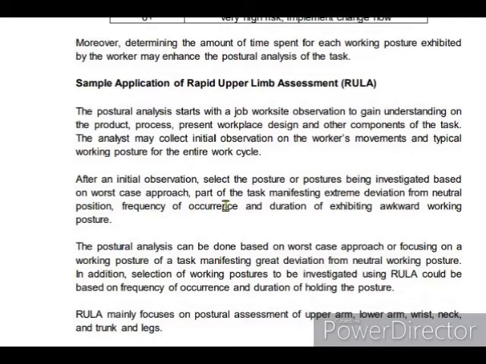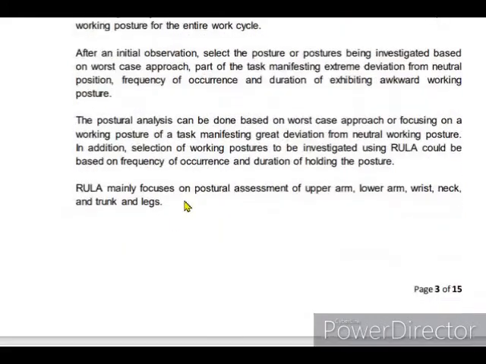So, a frequency of occurrence and duration of exhibiting awkward working posture. So, mahalaga yung time, okay? Time or yung frequency, okay? Frequency, sabihin kung nauulit pa siya, okay? Duration yung time, okay? So, the posture analysis can be done based on worst case approach or focusing on a working posture of a task manifesting great deviation, okay? So, in addition, selecting a working posture to be investigated using RULA could be based on frequency of occurrence. So naulit to guys, okay?